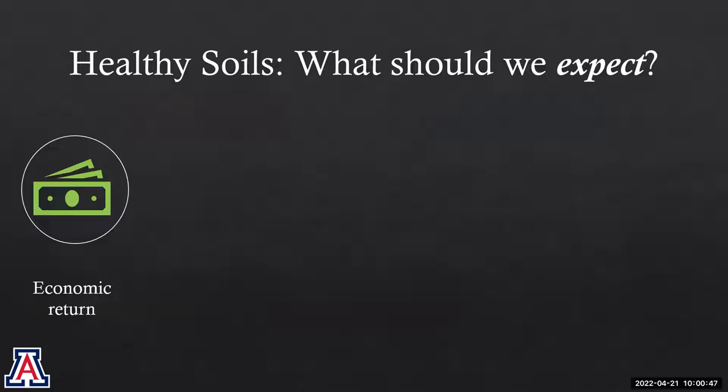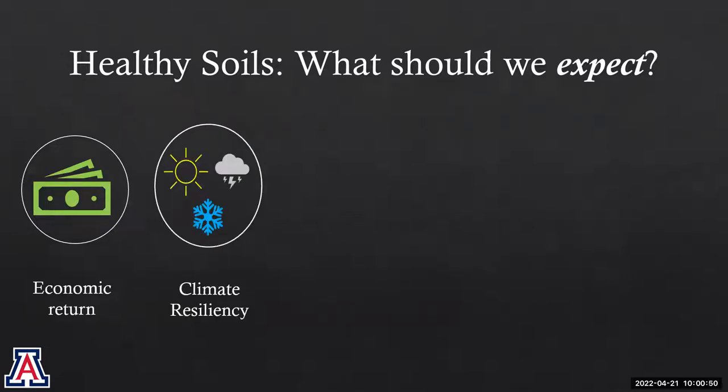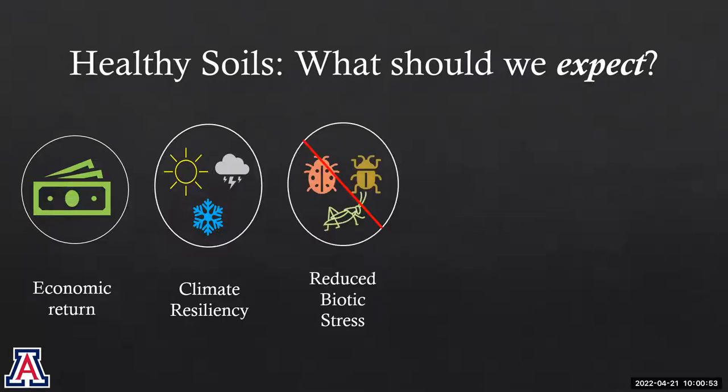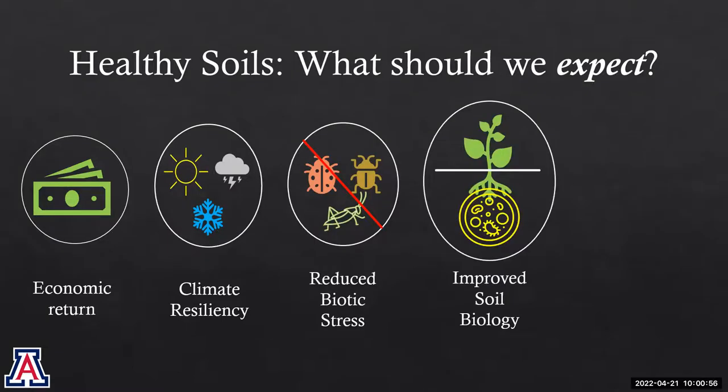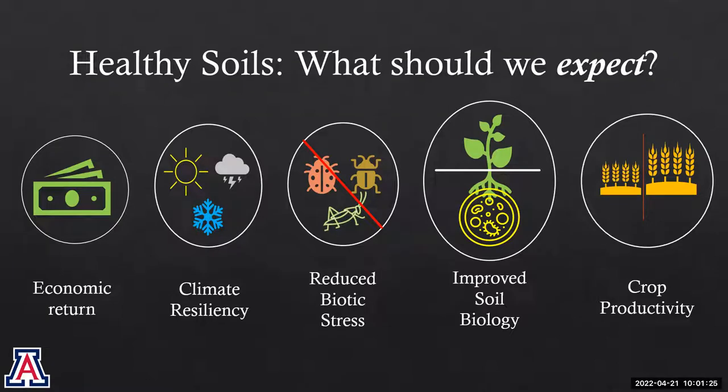So what should we expect? We should expect economic return. We should expect a resilient system and reduced biotic stress. Improved soil biology, because biology is the cycle. Unless there is life in soil and they're surviving properly, no nutrients can get released. You can add as much manure, compost, nutrients to the soil, but they will not be coming to the plant or the crop where you want them. Or they probably will be in the places where you don't want them to be, like in water, in groundwater. And ultimately, you need to increase crop productivity, because we have to feed a relatively large population with a little less amount of crop land.